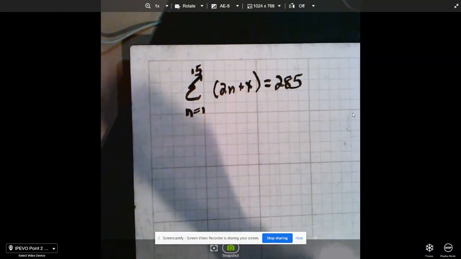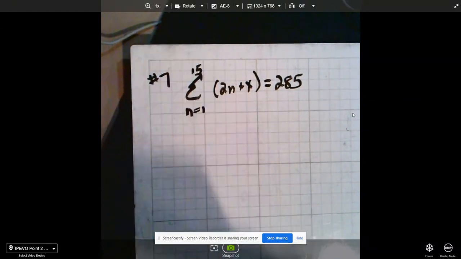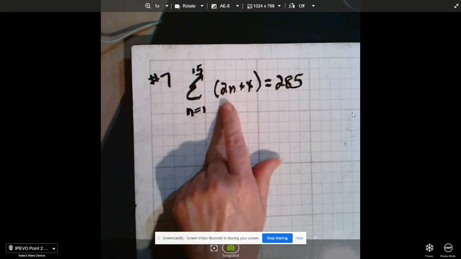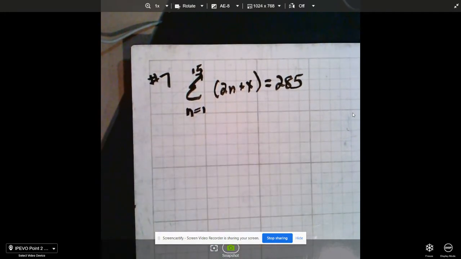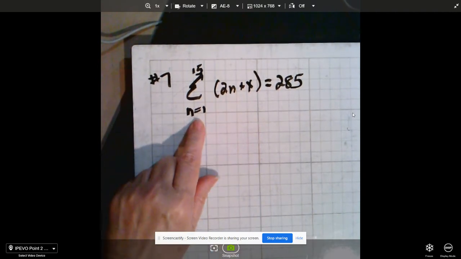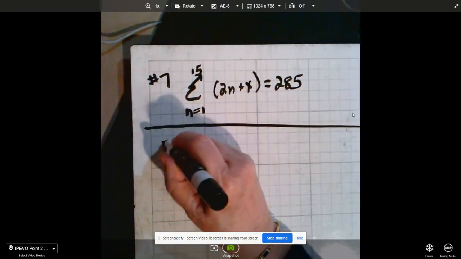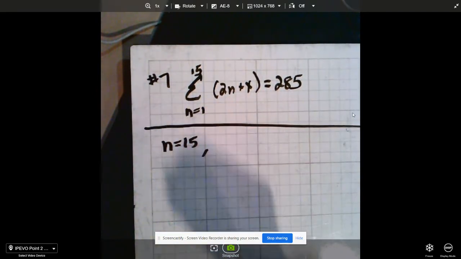All right, so this is number 7 on sequence 2. And it says the summation starting at 1 to 15 of 2n plus x equals 285. So let's remember what all of these mean. If I start at 1 and I go to 15, that means I know that n equals 15.